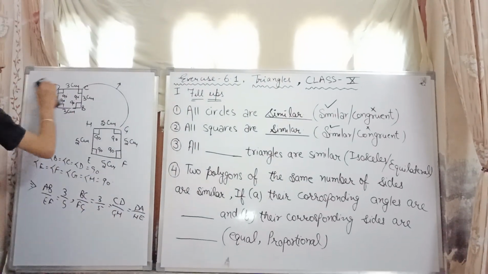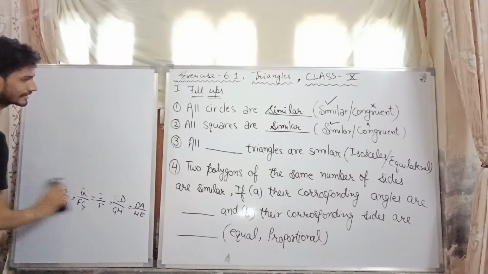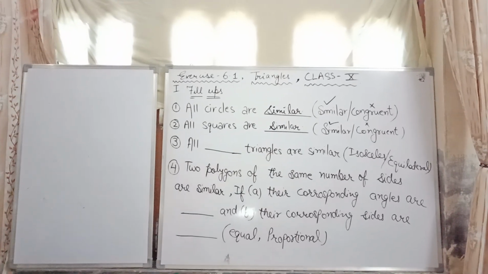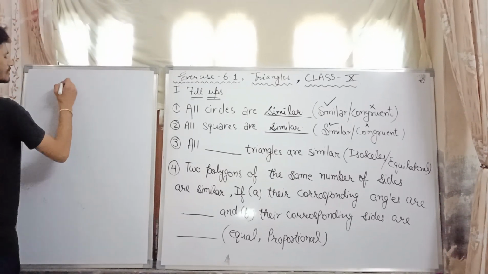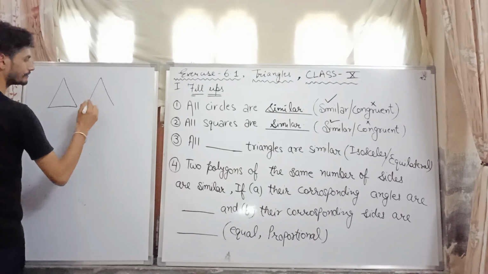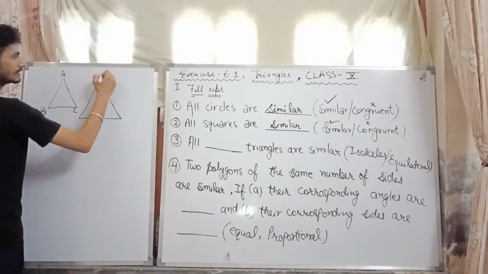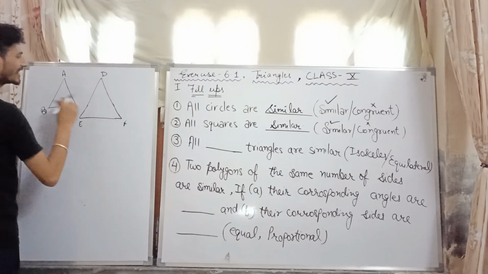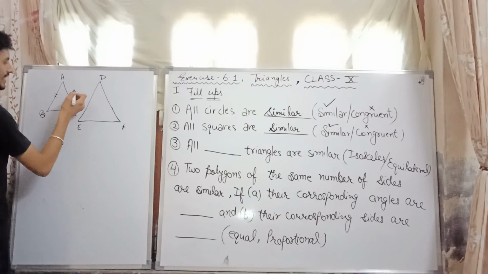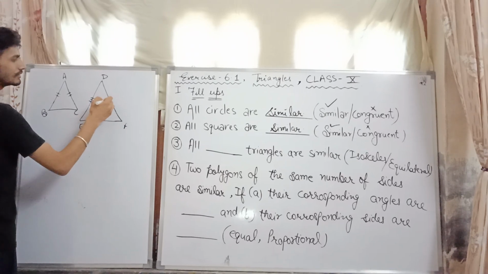The third point is: all dash triangles are similar, and the options are isosceles or equilateral. If we take the condition of isosceles triangles, take triangle ABC and triangle DEF. Isosceles triangles are triangles in which two sides are equal. For example, AB equals AC, and for the other triangle, DE equals DF.